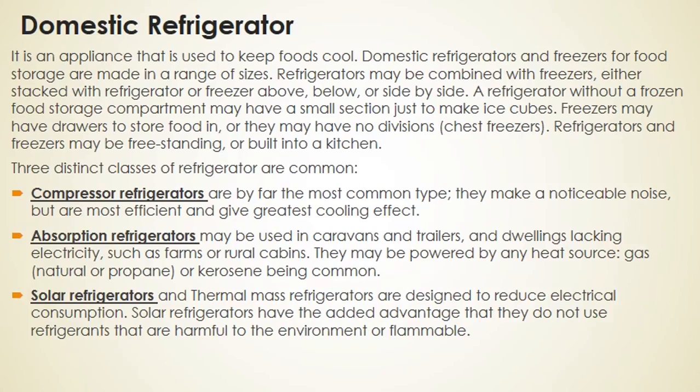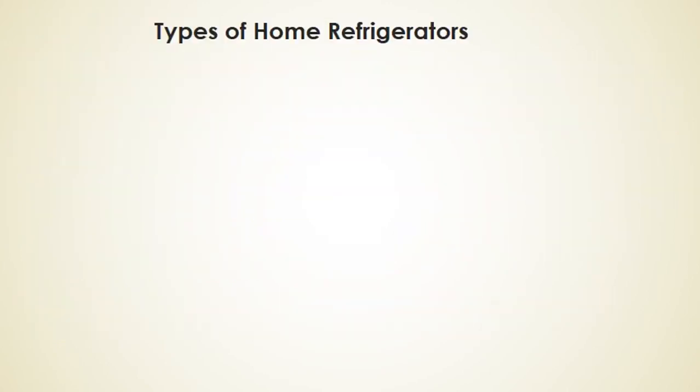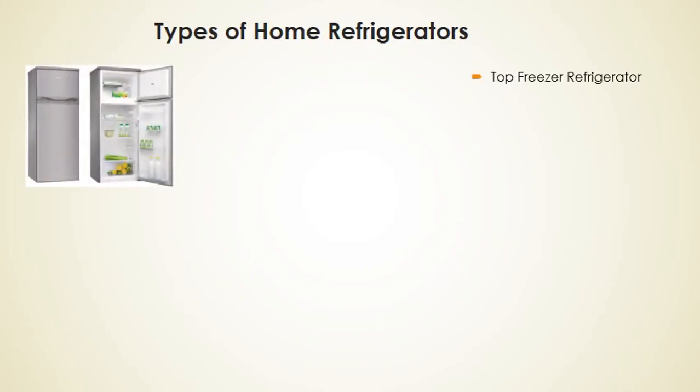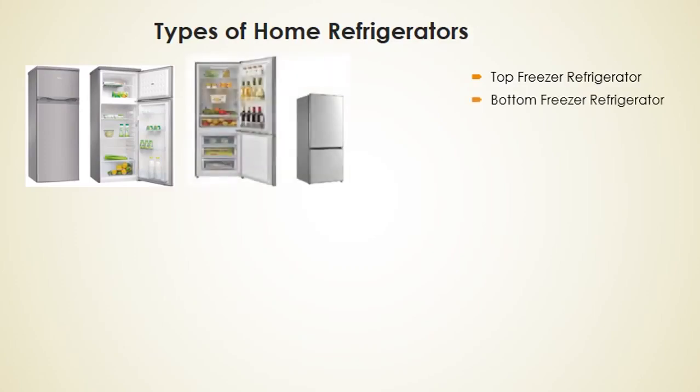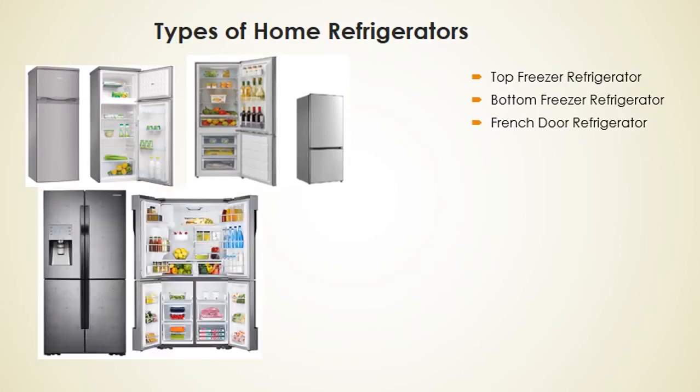Okay, they have an added advantage that they don't use refrigerants, unlike compressor refrigerators and absorption refrigerators. They don't have refrigerant material in solar refrigerators. Okay. Then there are different types of home refrigerators that we usually see. Top freezer refrigerator, the most common one. Bottom freezer refrigerator, like this one. French door refrigerator, which has double doors like this. It is also called a multi-door refrigerator.